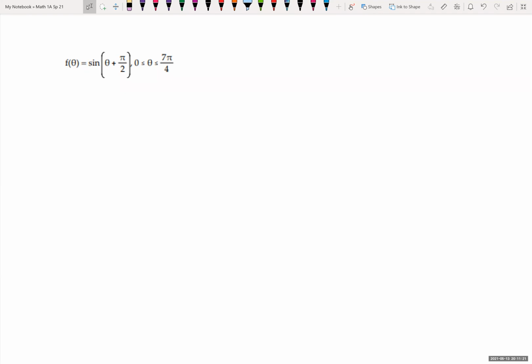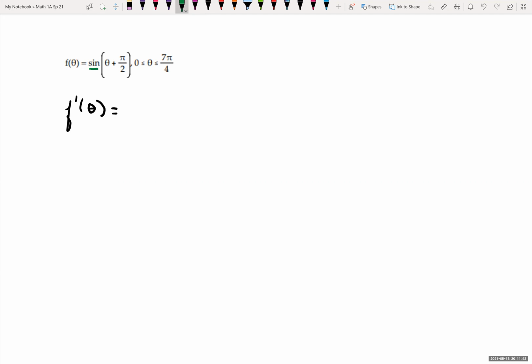So here, because it's a closed interval, and I know that sine is a continuous function everywhere, it's going to be continuous there. We want to find our critical numbers, and we can find critical numbers by finding our first derivative. So f prime of theta, I notice here that I'm going to have to use the chain rule.